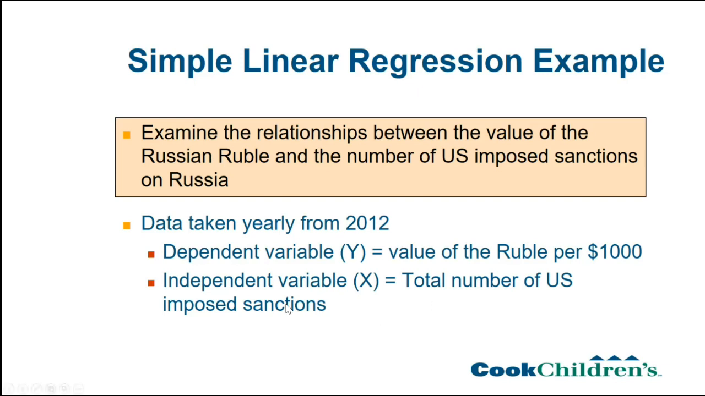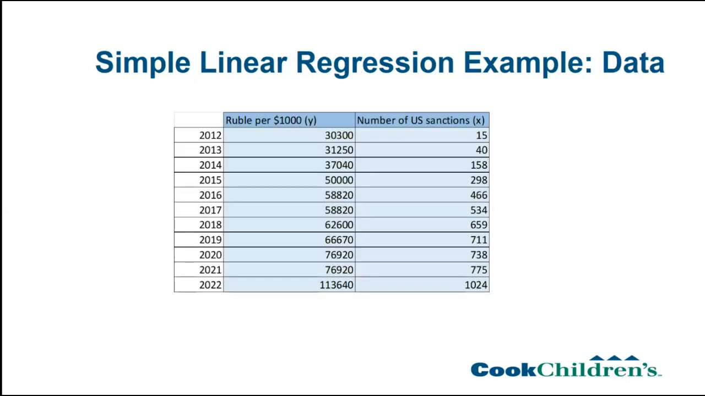So I took some random data that I saw online, yearly, basically the value of the ruble, the dependent variable here, y, which is the value of the ruble per 1,000 US dollars, and the independent variable, which is the total number of US imposed sanctions. I took some random values from each of the previous years since 2012, and estimated the number of US sanctions here, and this is the data set that we came up with.